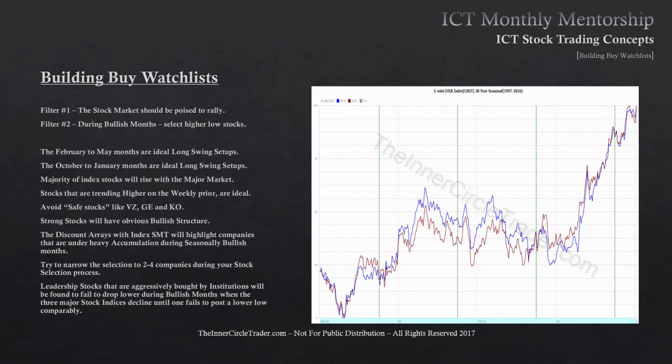Okay, so building buy watch lists. The filter number one we have to know: is the stock market poised to rally? In other words, is it technically sound for you to anticipate the stock market to rally higher? Then filter number two is, during bullish months, we want to be selecting higher low stocks. In other words, stocks that have made a higher low.